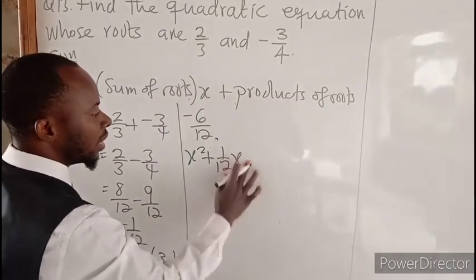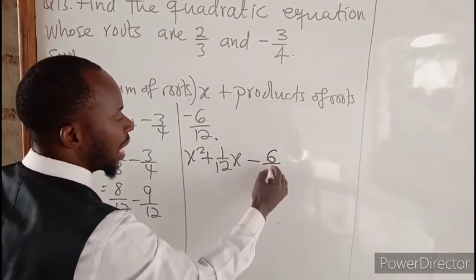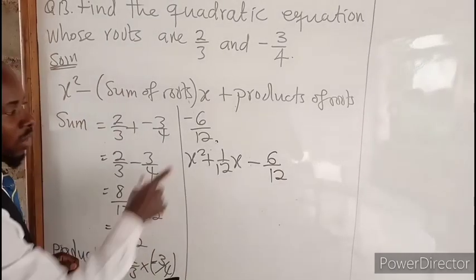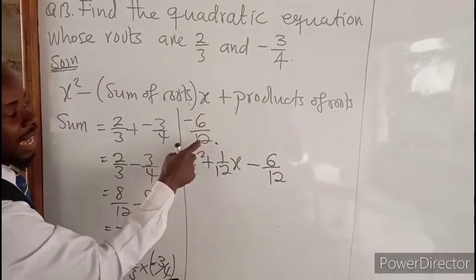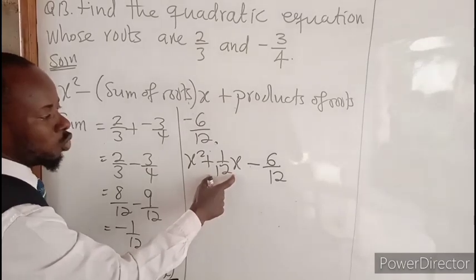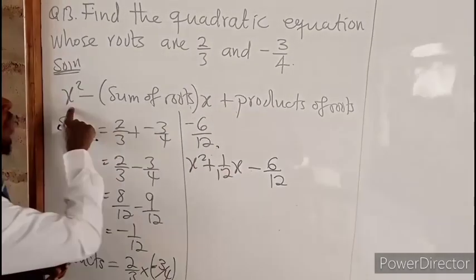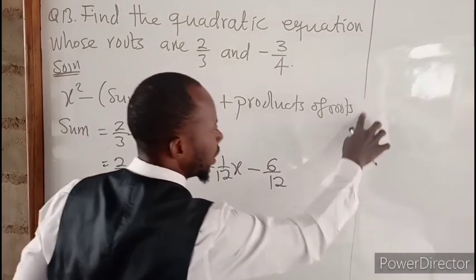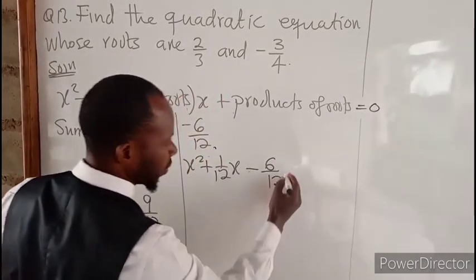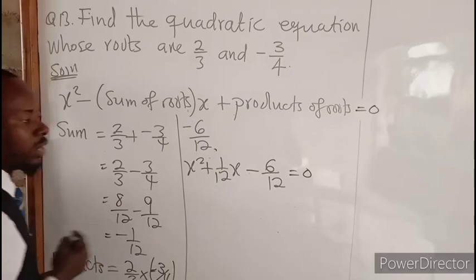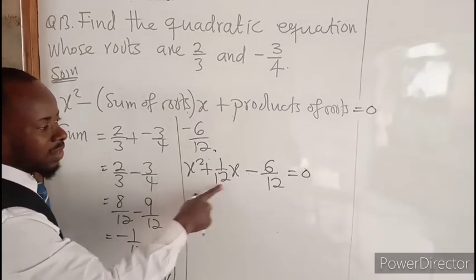So it means this becomes negative 6 out of what? 12. You can see that there's a common factor, but I didn't cancel because I wanted to use the 12 as my LCM. Okay, since this is a quadratic equation, we need to have equals to 0. So this is going to be equal to 0. So now the LCM is 12.